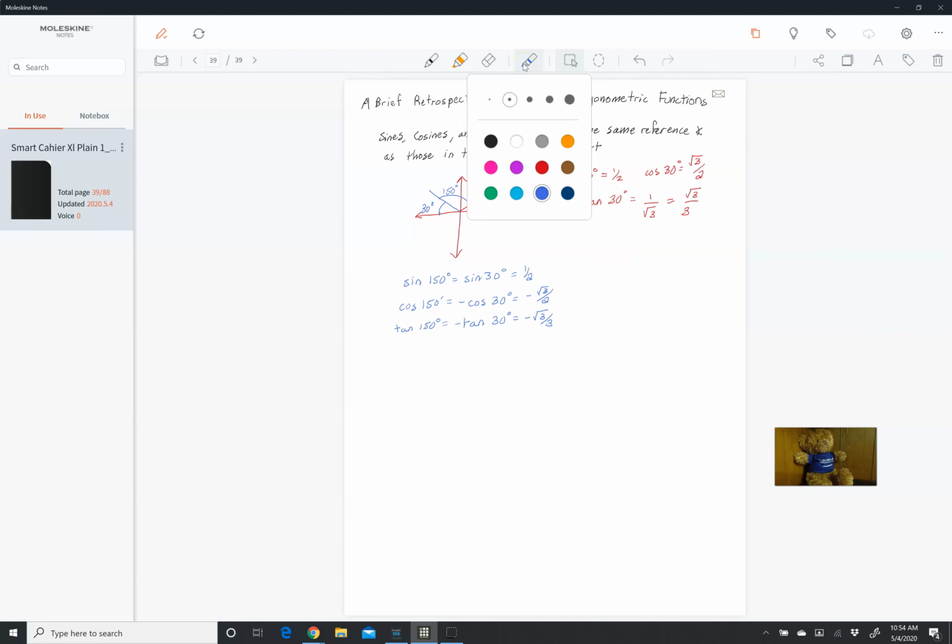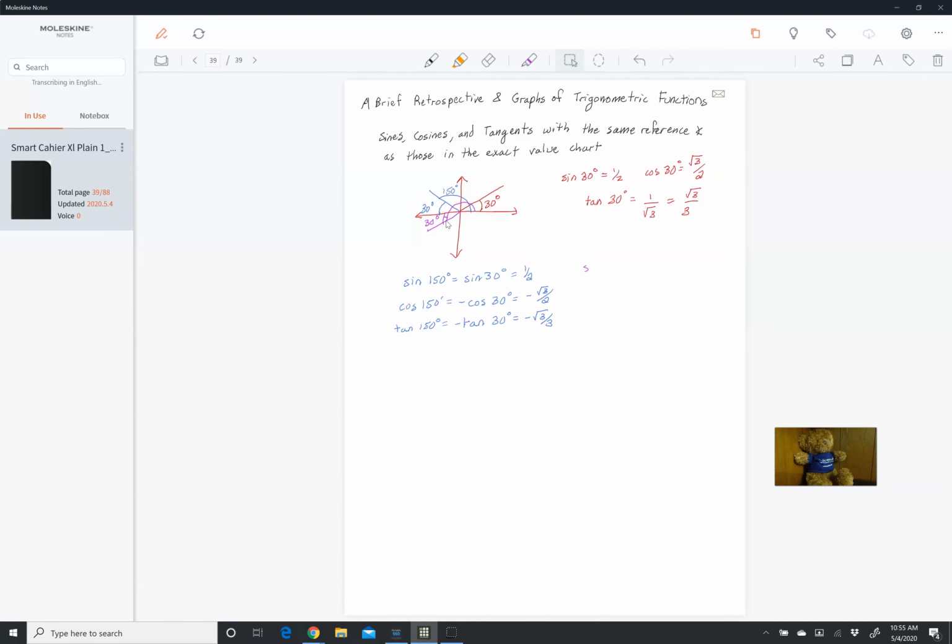Now we could look at the same thing in quadrant 3. So in quadrant 3, the angle, if this is 30 degrees, the angle that's equivalent to 30 degrees, which would come all the way around like this, that angle is 210 degrees because we're going 180 degrees around plus an extra 30. So what does this mean?